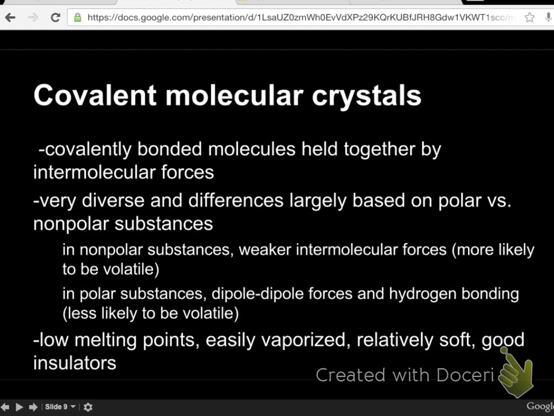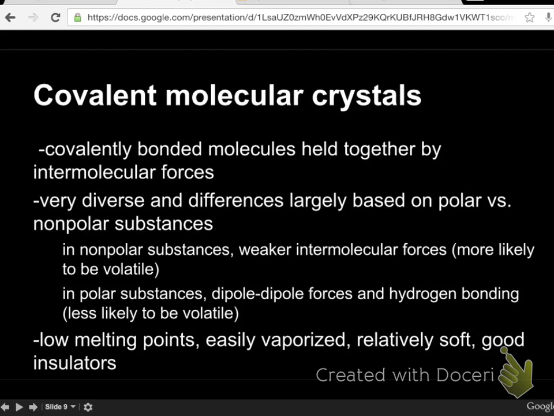Most of these things, however, are not crystalline at room temperatures, at temperatures that are room temperature for us. So they tend to have low melting points. They're easily vaporized. They're pretty soft, good insulators. Not things that we're going to see in the museum mineral hall. These are not things that are going to be on display. So those are the four ways to classify them based on what forces hold them together.